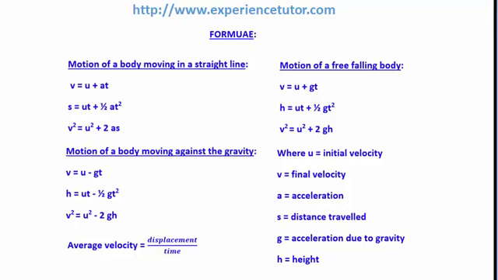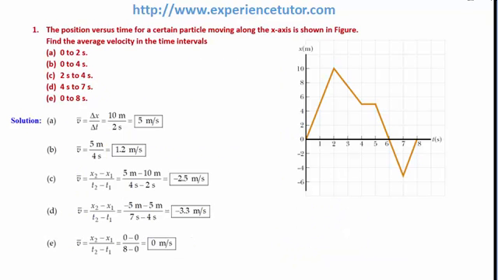Done the formula in the first part of this lesson. Therefore, we'll go ahead with the numerical sums. Question 1. The position versus time for a certain particle moving along the x-axis is shown in the figure. Find the average velocity in time interval.